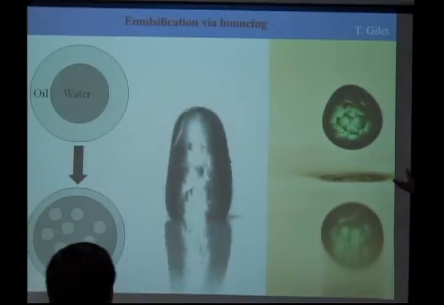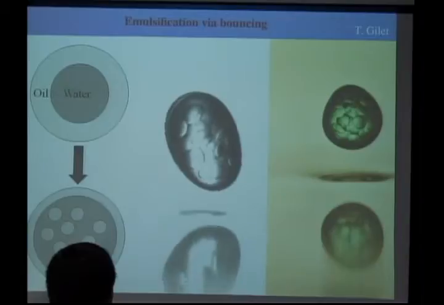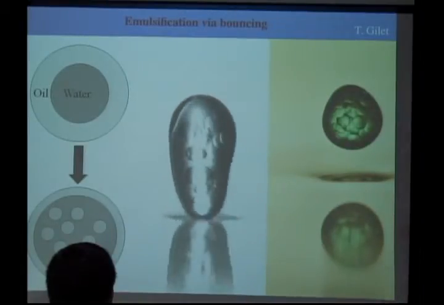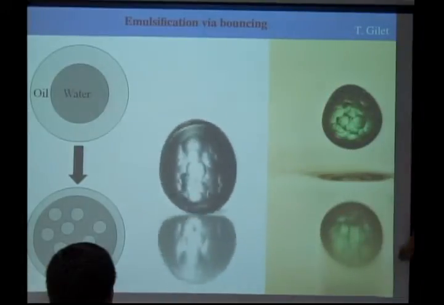So this would be called discrete microfluidics, because you're looking at the microfluidics of individual parcels of fluid or droplets. So here you start with the oil and water, and you can basically emulsify it via bouncing.